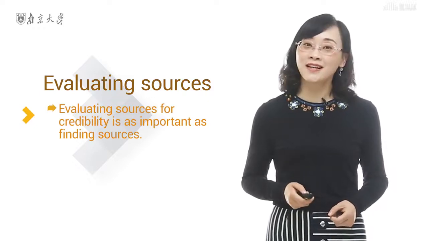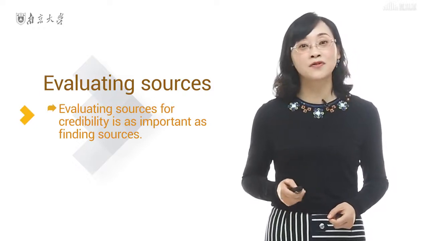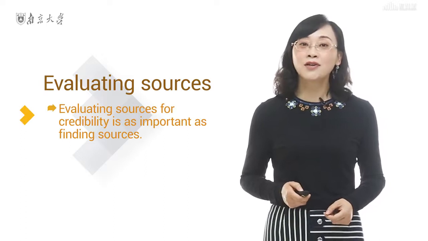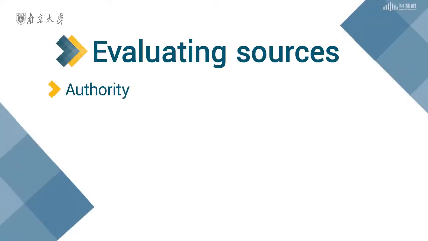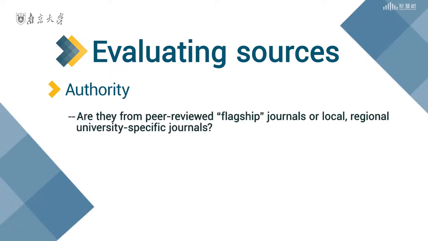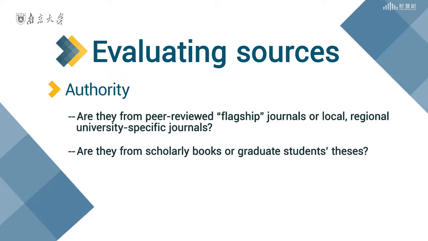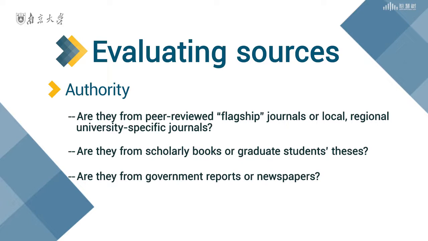After you have found sources for the research paper, it is important to evaluate sources for credibility. You cannot always believe everything you've got from the internet. How can you make sure that your sources are valid and credible? First, authority. Ask yourself a couple of questions. Are they from peer-reviewed flagship journals or local, regional, university-specific journals? Are they from scholarly books or graduate student theses? Are they from government reports or newspapers?